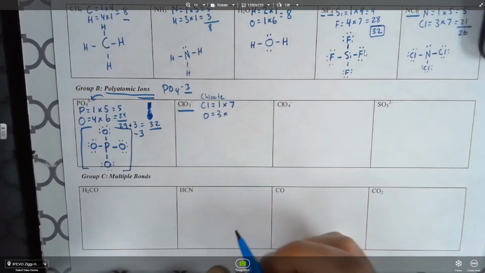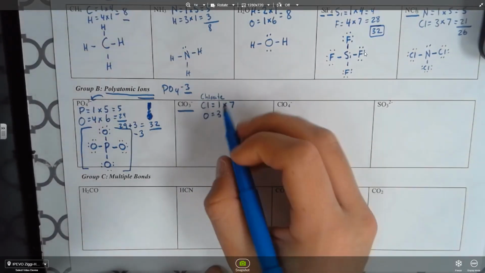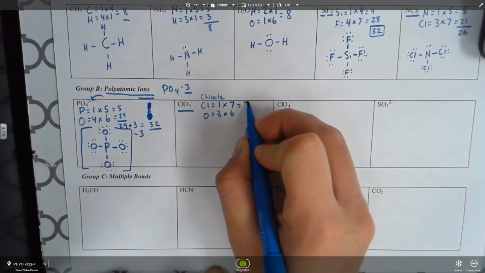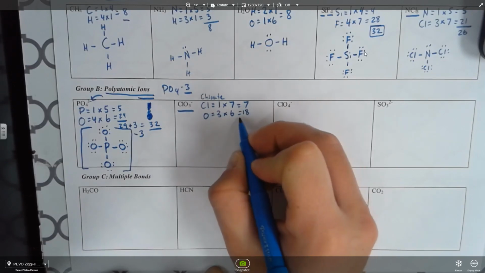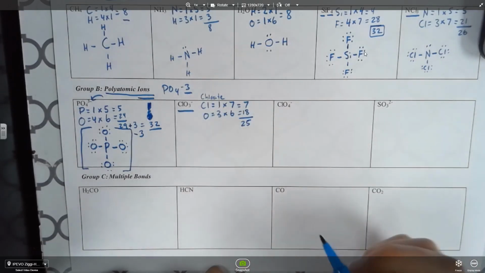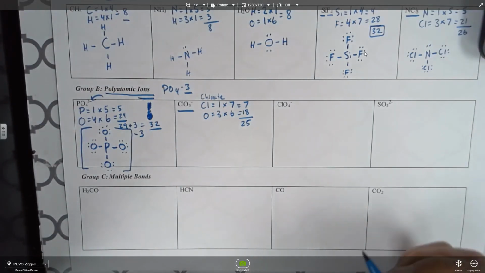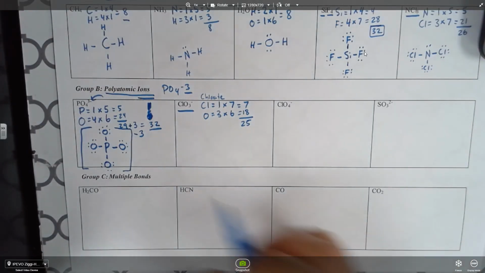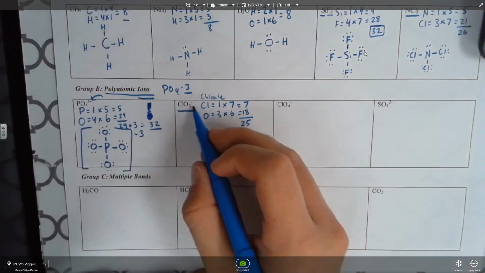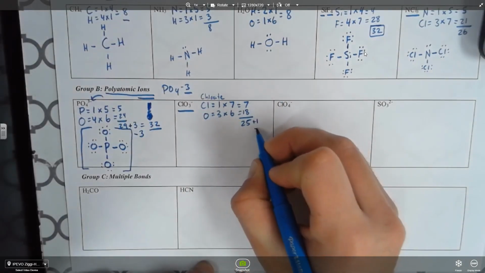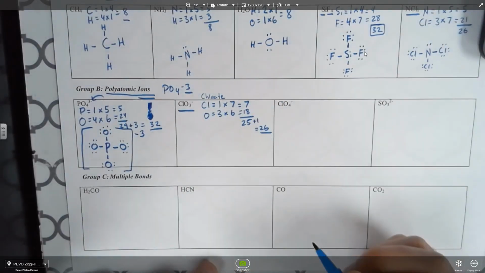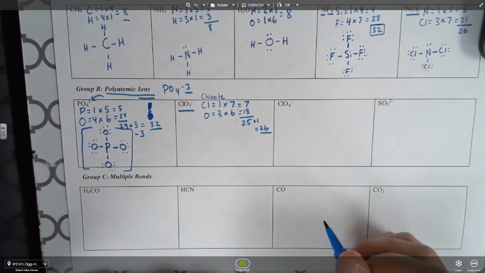Chlorine is in group 17, so it has 7. Oxygen is in group 16, so it has 6. That adds to 7, and this adds to 18, which then gives us 25. Well, we need to have an even number. So just like here, that's negative 3. This one's negative 1, so we're going to add 1. That gives us 26, which is an even number. Okay, so we're good. There are 3 oxygens and 1 chlorine.